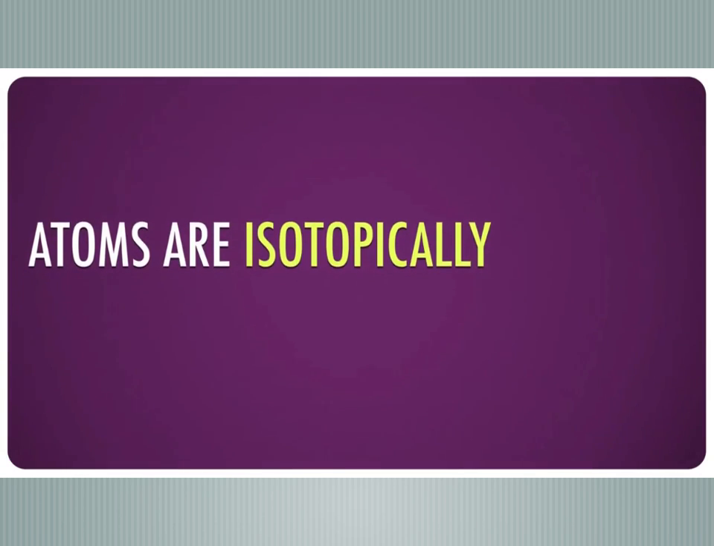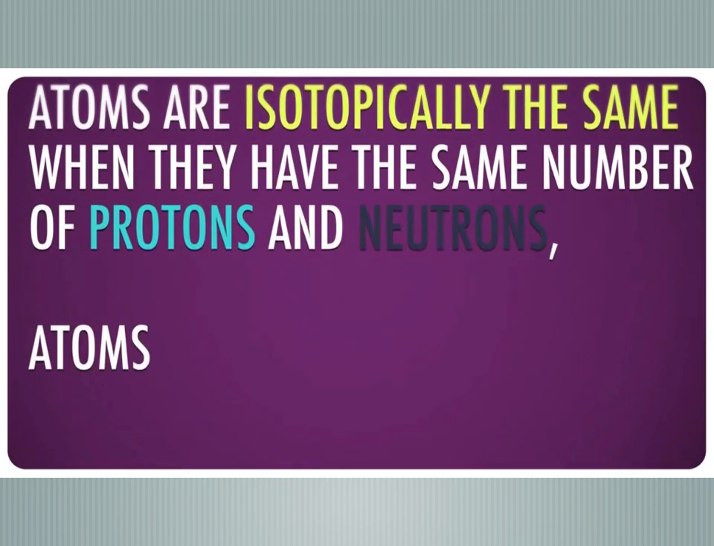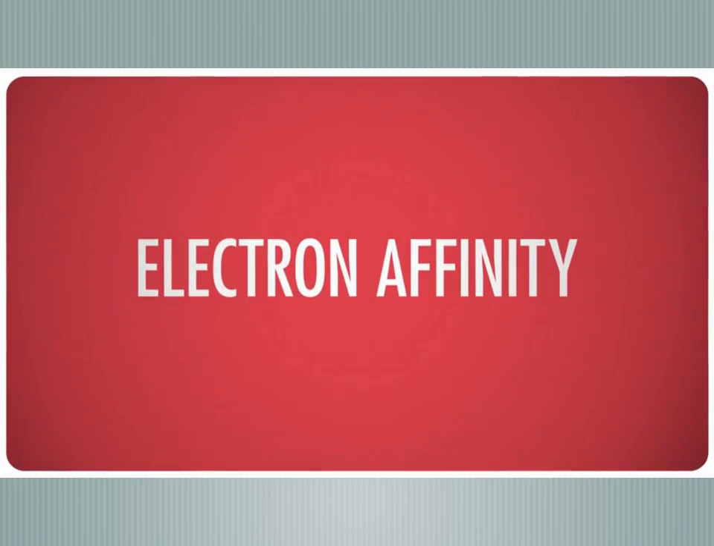Just like how atoms are isotopically the same when they have the same number of protons and neutrons, atoms are isoelectrically the same when they have the same number of electrons. And just like there's energy associated with removing electrons to form cations or positively charged ions, there's energy associated with adding electrons, usually to fill an orbital to achieve a stable 2 or 8 electron shell configuration. Just like with the ionization energy, there's a discrete energy jump involved with the adding of an electron. That energy is called electron affinity.